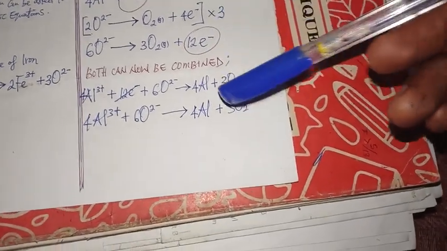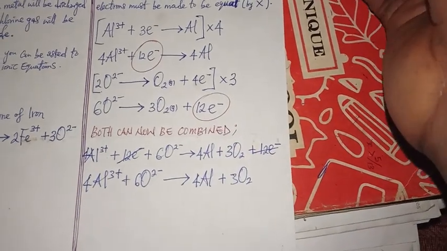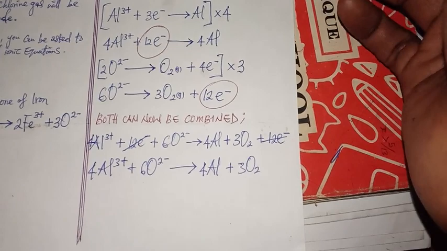You can say that aluminium is discharged at the cathode while oxygen gas is discharged at the what?